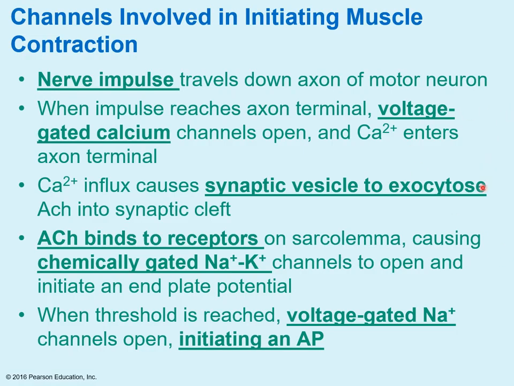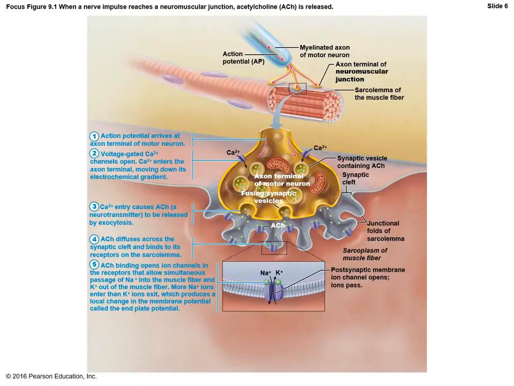So this is what all of this is saying, what I just went over. The nerve impulse travels down the axon of the motor neuron, and it reaches the axon terminus. It triggers the opening of calcium gates, allowing that influx of calcium. That triggers the release of the acetylcholine from the vesicles, which will diffuse across the synaptic cleft. They will bind to receptors on the sarcolemma, causing the opening of sodium gates, generating the end-plate potential.